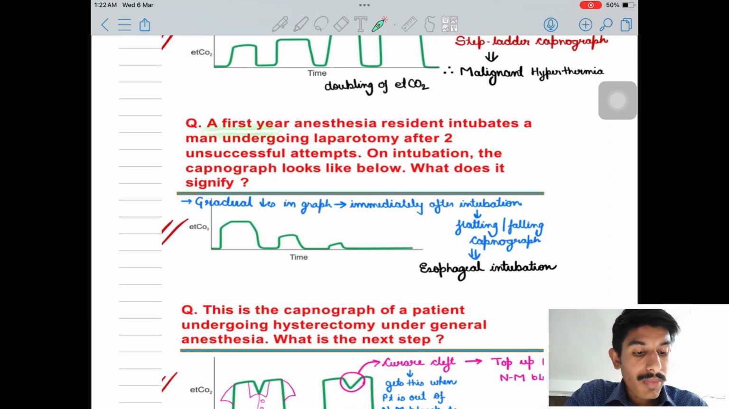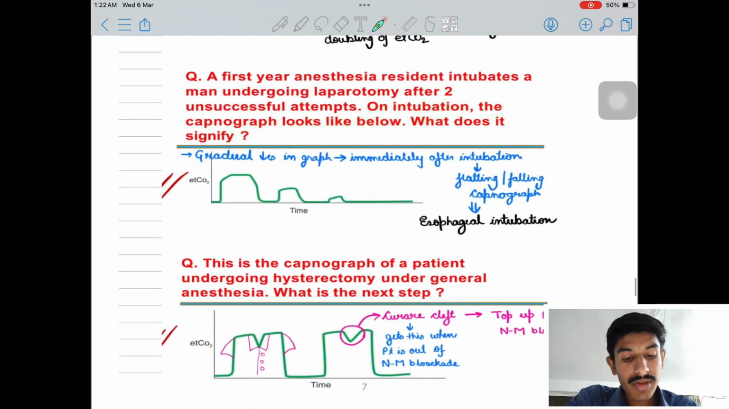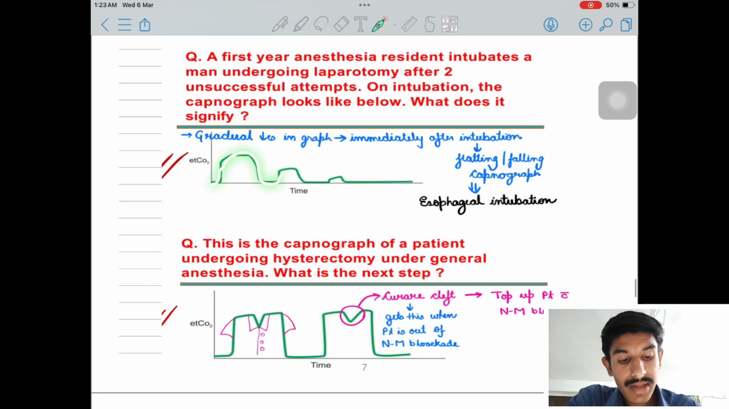A first year anesthesia resident intubates a man undergoing laparoscopy after 2 unsuccessful attempts. On intubation, the capnograph looks like the one given below. As you can see, the capnograph is decreasing.